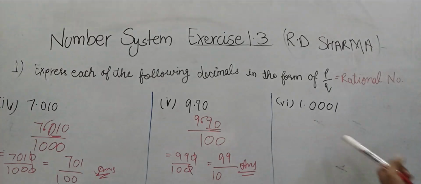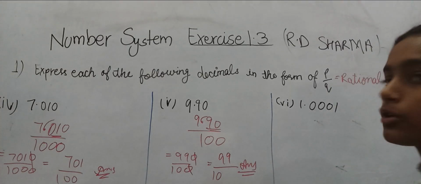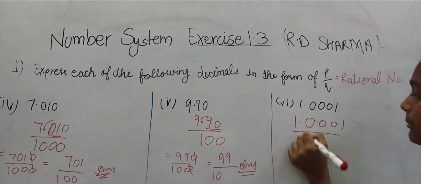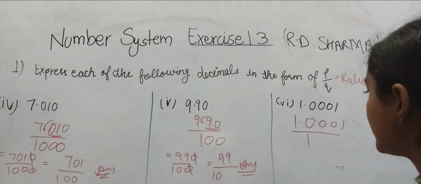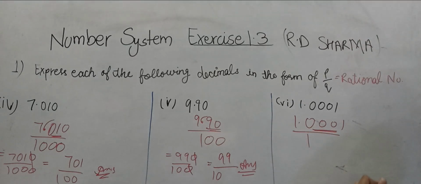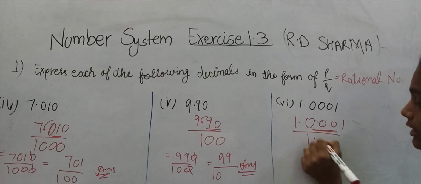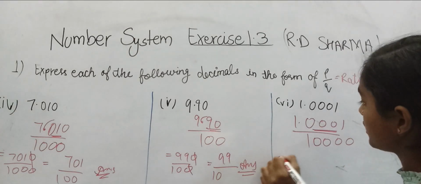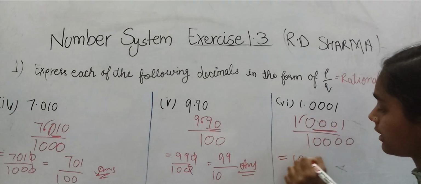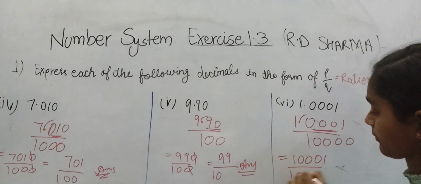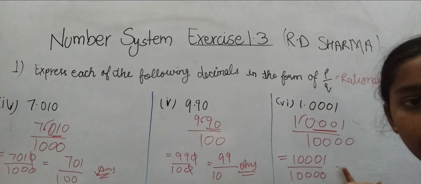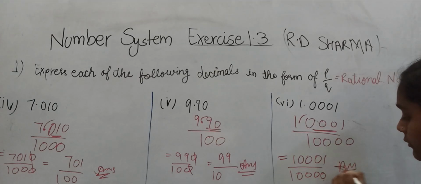Now moving on to the next part, which is 1.0001. We have to make it in the form of p by q. So first we'll write the decimal upon 1, as that will make it a rational number. Then how many digits are there after the decimal? There are 4 digits, so we're going to add 4 zeros here and remove the decimal. So the final answer would be this. Now you can see here that we cannot cancel out anything, so that would be the answer for this question.